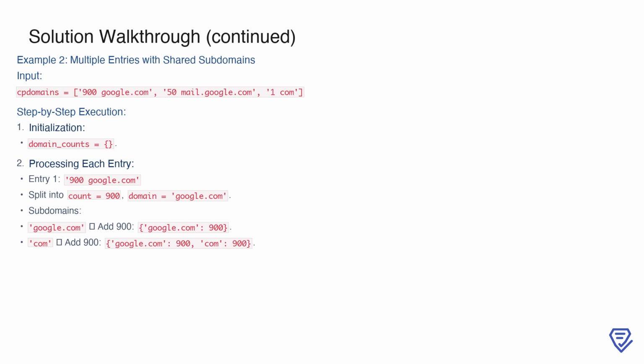Again, we start by initializing an empty domain_counts dictionary. For the first entry, 900 google.com, we split it into the count 900 and the domain google.com. We process its subdomains, starting with google.com and adding 900 to the dictionary. Then, for the top-level domain com, we also add 900. This updates the dictionary to google.com: 900, com: 900.